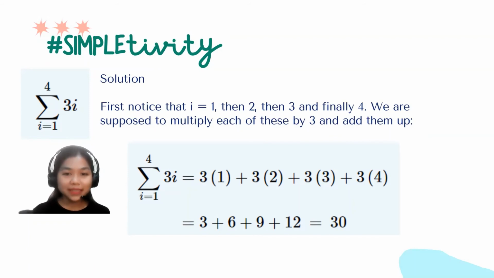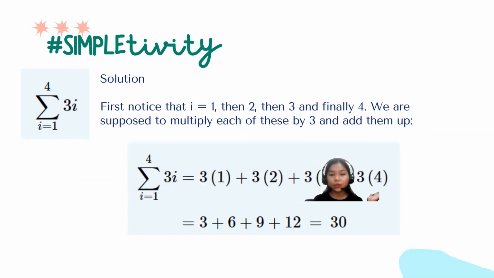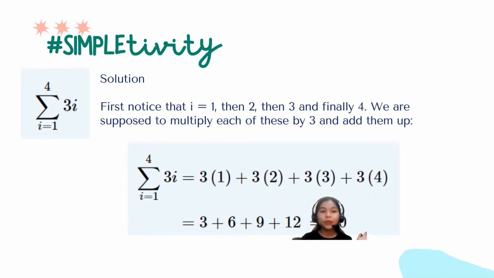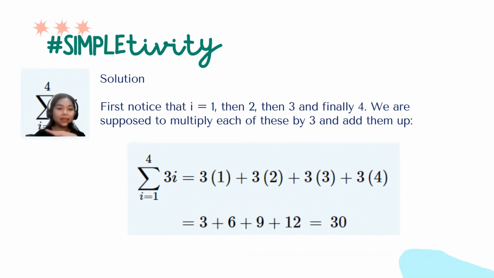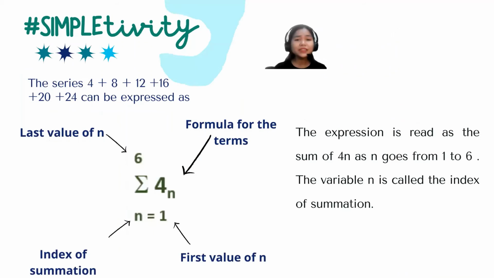So 3 times 1 is 3. 3 times 2 is 6. 3 times 3 is 9. 3 times 4 is 12. So adding 3 plus 6 plus 9 plus 12 is 30. So the summation of 3i from i equals 1 to i equals 4 is equal to 30. Difficult? Of course not. Okay. So let's try to dissect the parts.